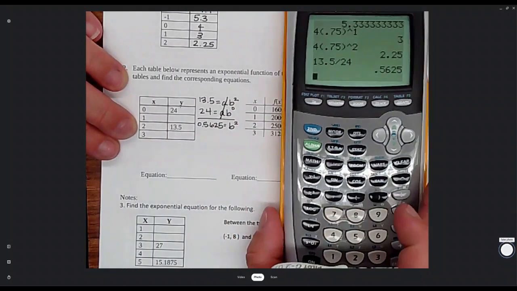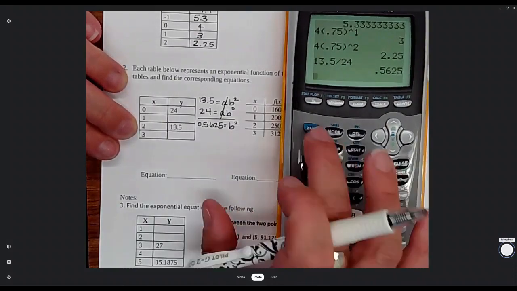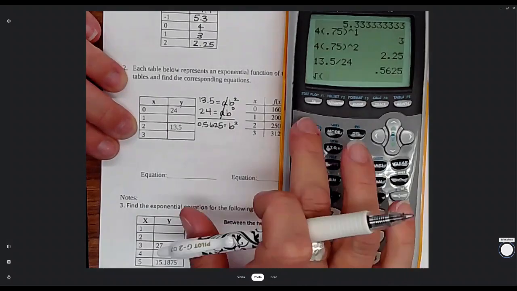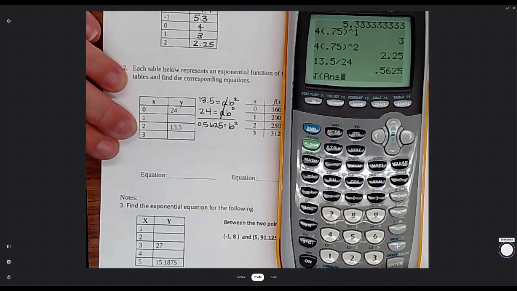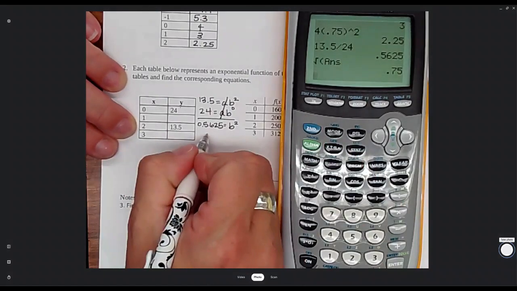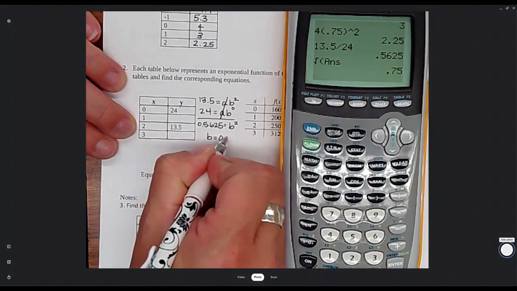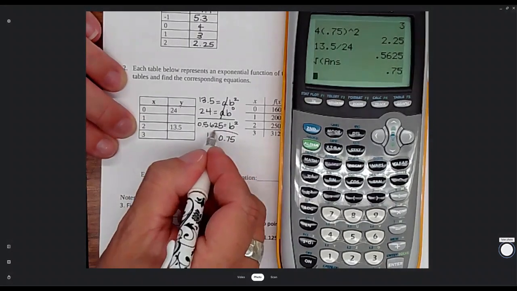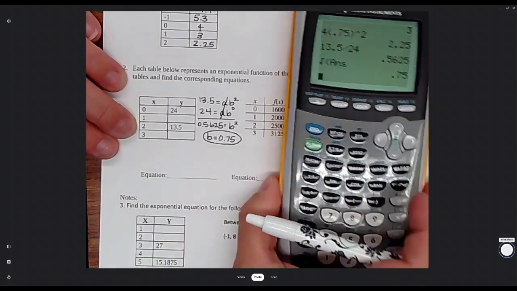Okay, so on here, I'm going to go second square root, and then I'm going to go of the answer, just because I don't feel like plugging in those decimals. So it looks like the b value is 0.75. Okay, we were actually given the a value.